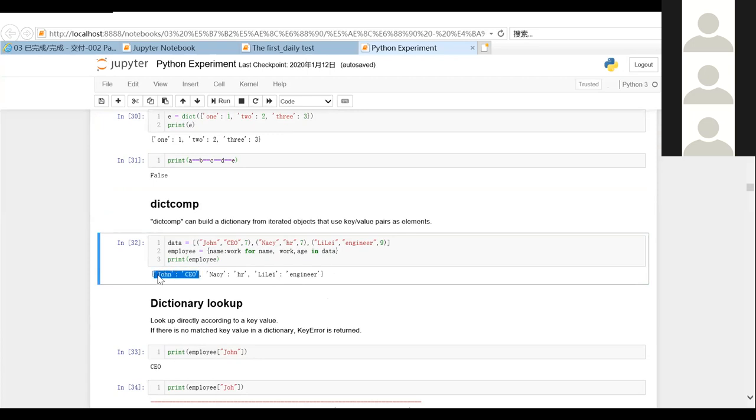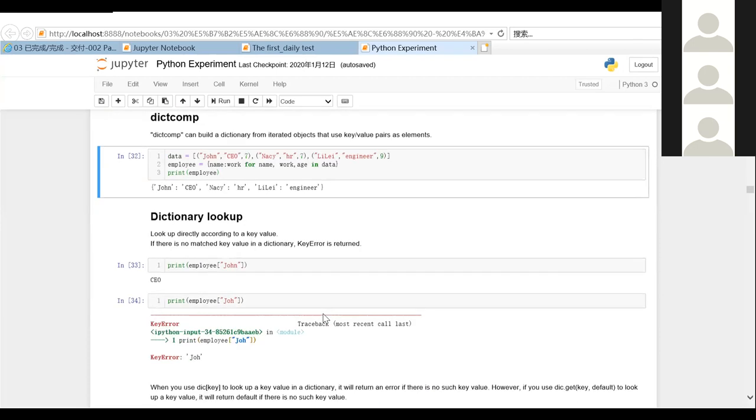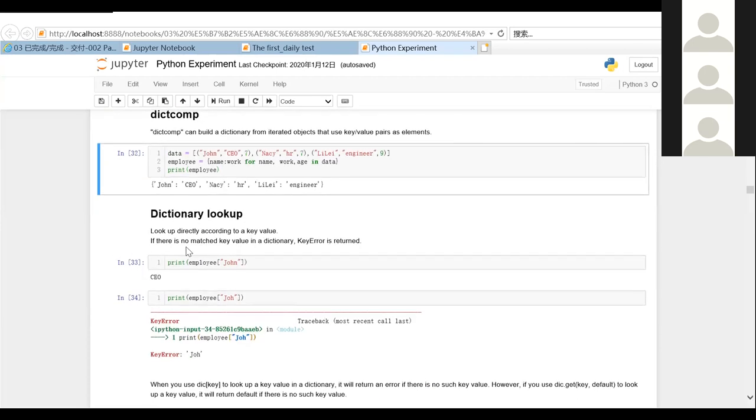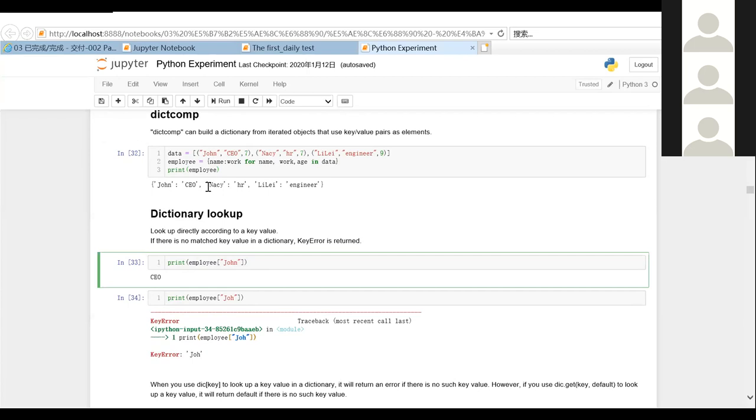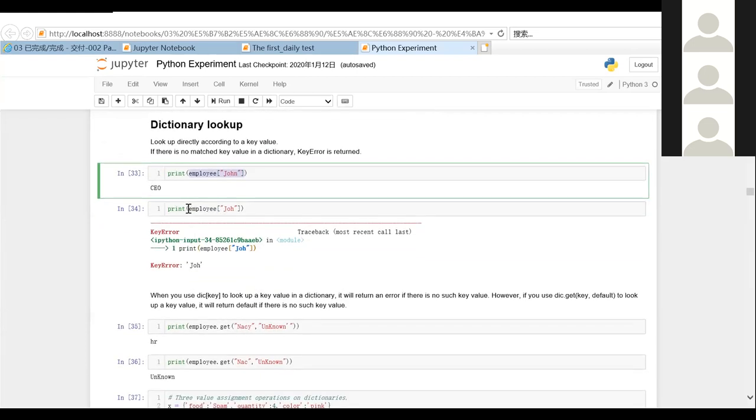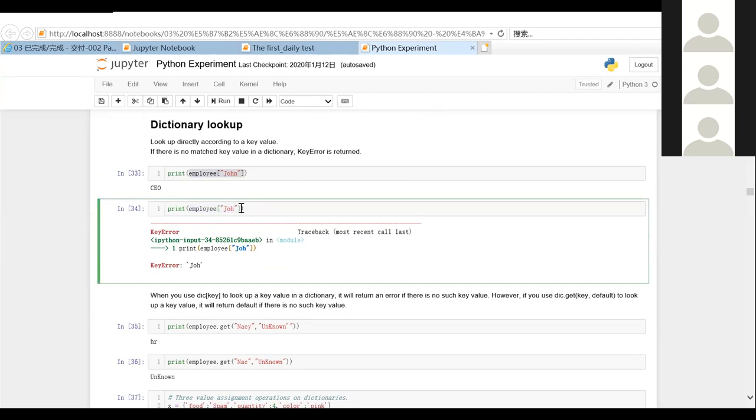The first key value pair is John, whose position is CEO; Nancy, whose position is HR; and Lily, whose position is engineer. To look up and pick up values from a dictionary, we can use expressions like these. The name of the dictionary is employee, and we want to check the position of John. We use this expression, and it outputs the value corresponding to the key John. If we enter a wrong key, it will give a KeyError, because there is no such key.